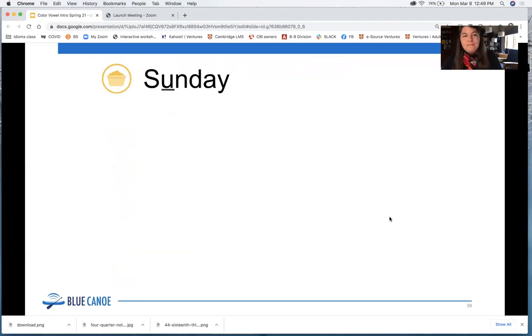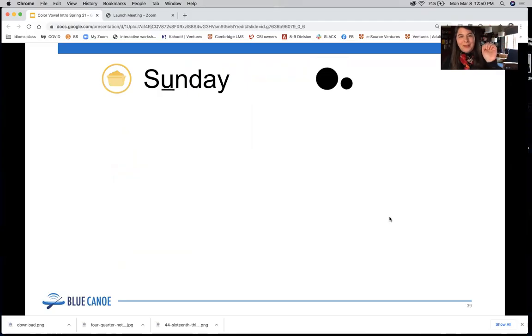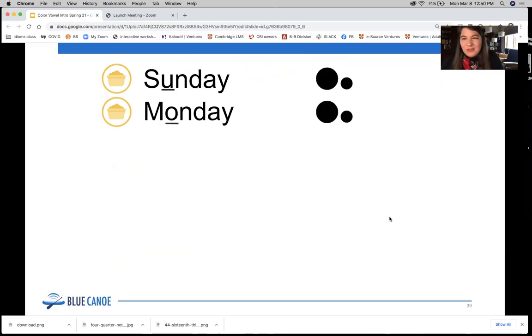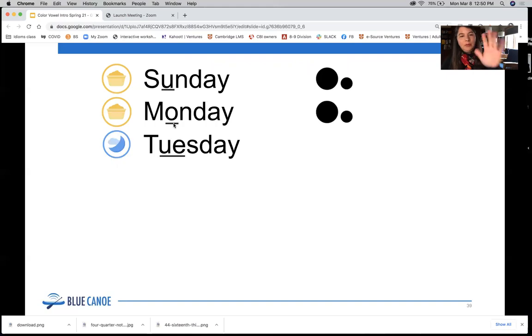All right, let's try these. Cup of mustard Sunday. Oh, Sunday. I forgot that part. How about this word? Monday. Is it the same color vowel? Cup of mustard Sunday. Cup of mustard Monday. It's the same sound. This is a U. It's an O. Same sound. How about this? Tuesday. Blue moon Tuesday. So Sunday, Monday, Tuesday.